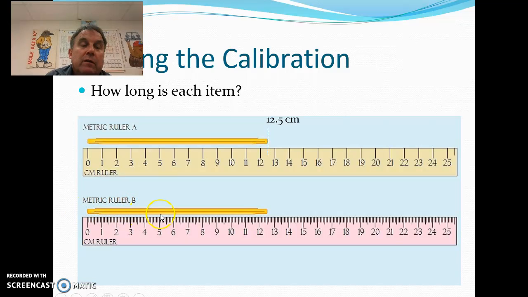What about down here? Same stick, different measuring device. Here we can see that it is a little past the 0.5 line. So we would say 12.53. We know for sure that it's 12.5. It's a little past. We're estimating that it's 3/10 past. So how many sig digs are in this measurement? 1, 2, 3, 4.